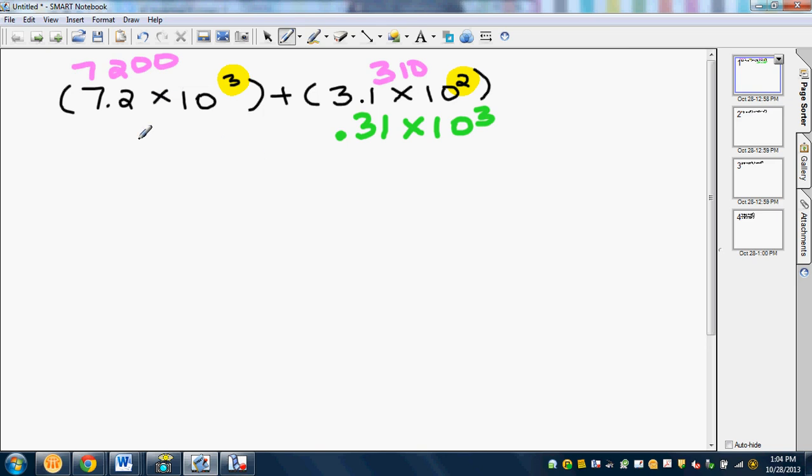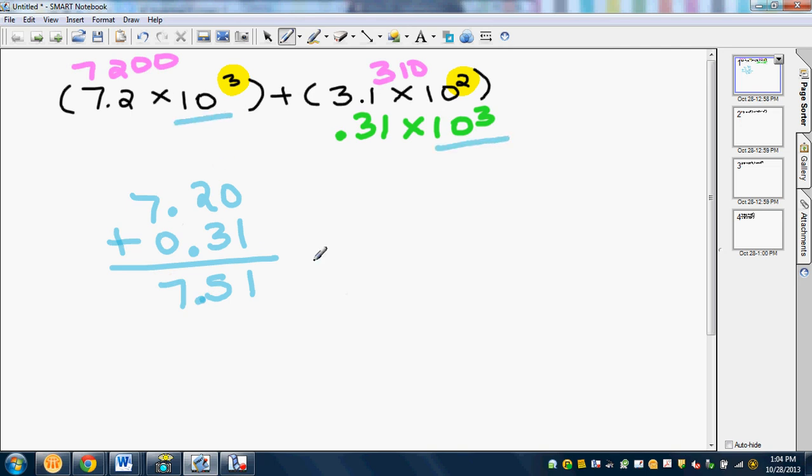So now that I have these, I can say 7.2 plus 0.31, and I'm going to add them together. Remember, we line up our decimals when we add. I'm going to fill in my empty places with zeros. So this is 1, 5. So I get 7.51, and since they're both times 10 to the power of 3, my answer is 10 to the power of 3.